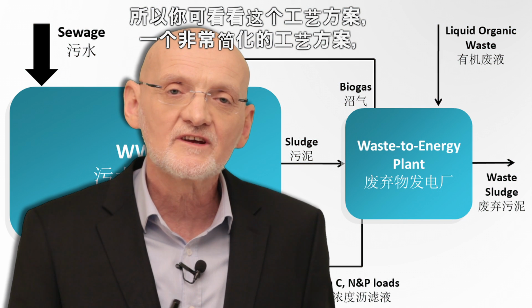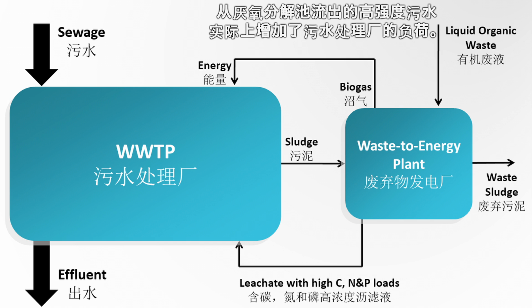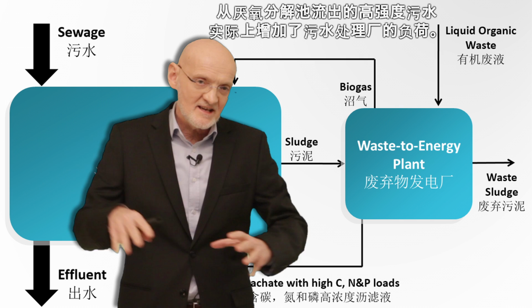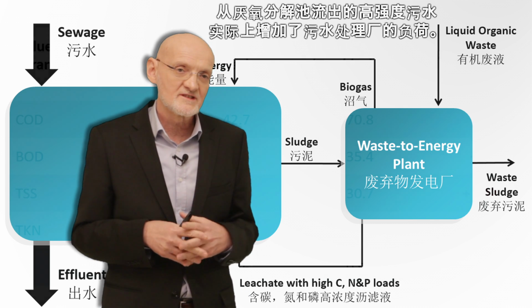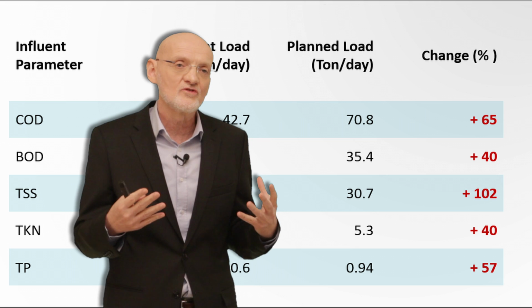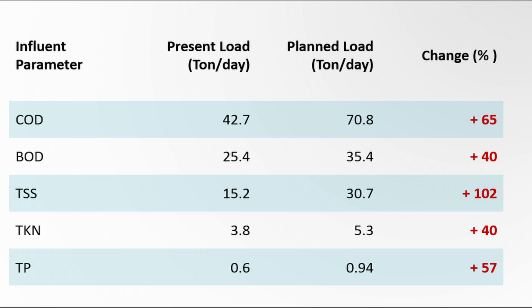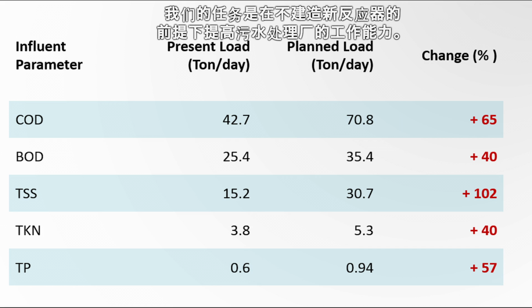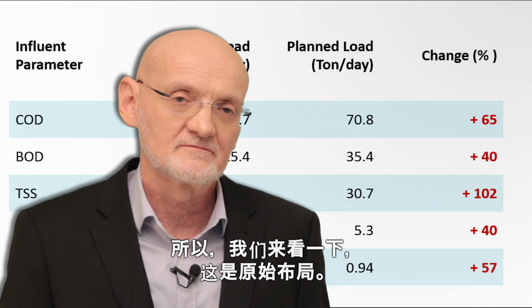So you can take a look at the process scheme, a very simplified process scheme here. We have the wastewater treatment plant and we have a waste to energy plant. That high strength waste that is coming out from the digesters actually increased the load on the treatment plant, sometimes 40, 60, or even 100%, depending on what component we looked at. And our task was to increase the capacity of the treatment plant without building new reactors.